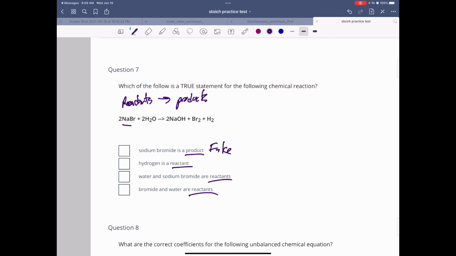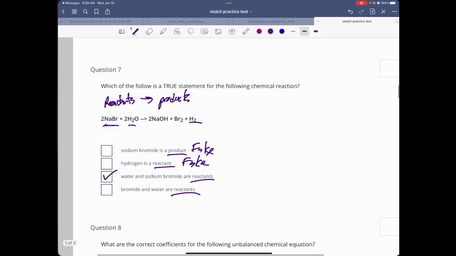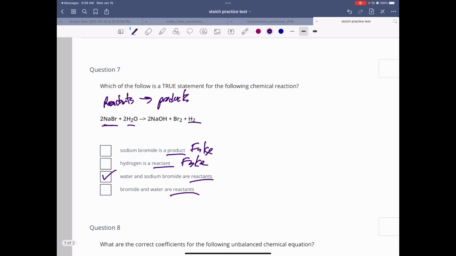Hydrogen is a reactant. No, it ain't. It's a product. False. Water and sodium bromide are reactants. So water and sodium bromide are reactants. That's true. Woohoo! And bromide and water are reactants. That's wrong. That's obviously wrong. So yeah, water and sodium bromide are reactants. That's true.